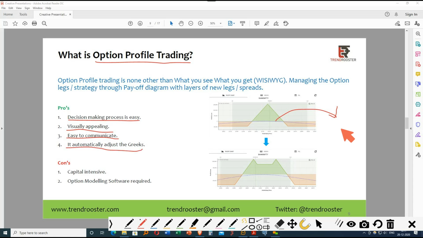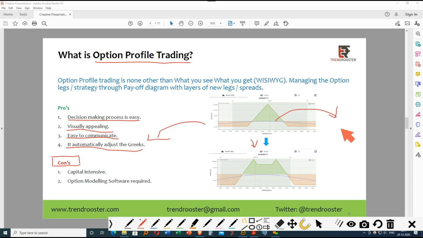It is automatic. Whenever you do this profile, it automatically adjusts the Greeks. That is the beauty of options. When you adjust everything based on the payoff diagram, behind the scenes all the Greeks will be adjusted automatically. Do you understand now? So the final result will be adjusted with the two butterflies.